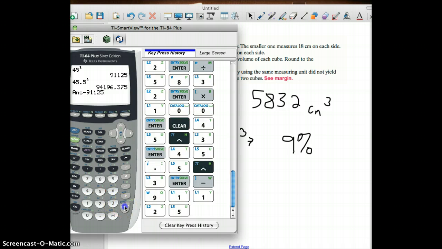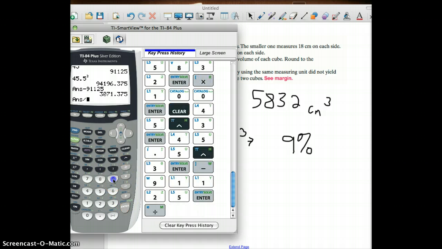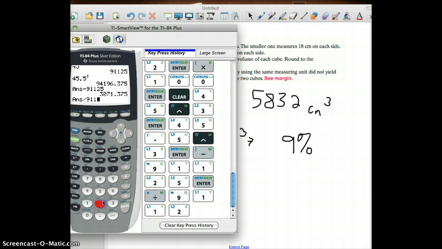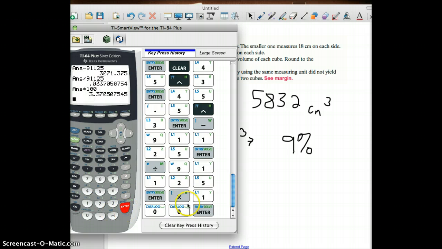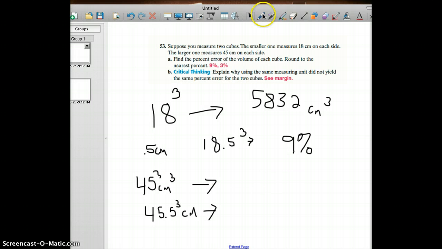91125, and then we divide it by the original again, which was the 91125, and we're left with approximately, if we multiply by 100, approximately 3%. I apologize for doing a lot of that on the calculator, but it does work. Just be careful that you're cubing all of your dimensions.